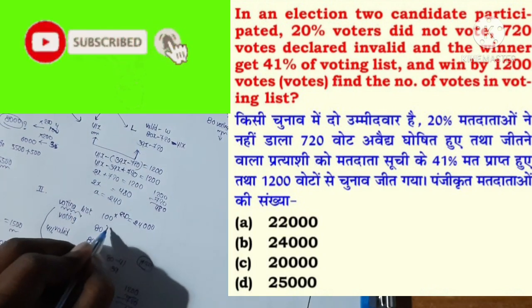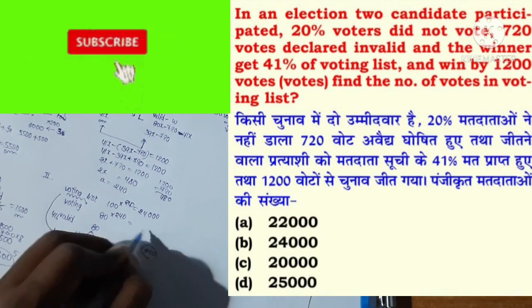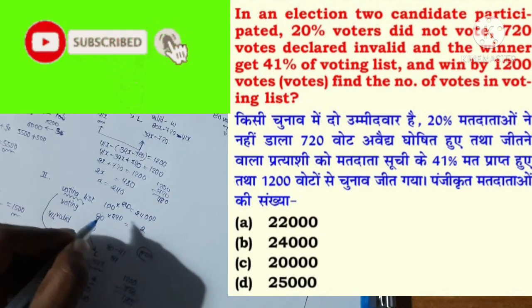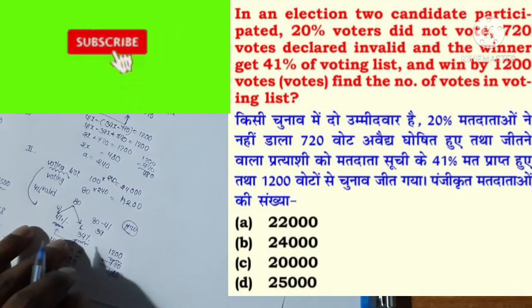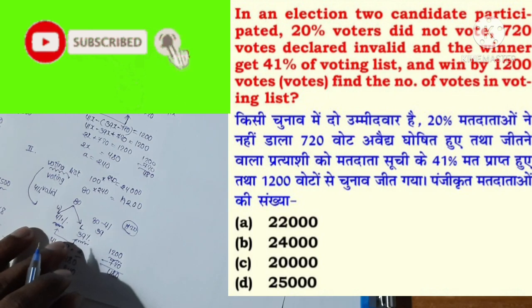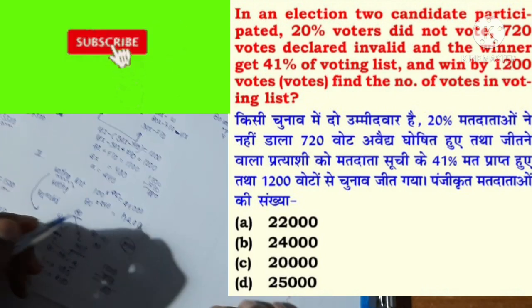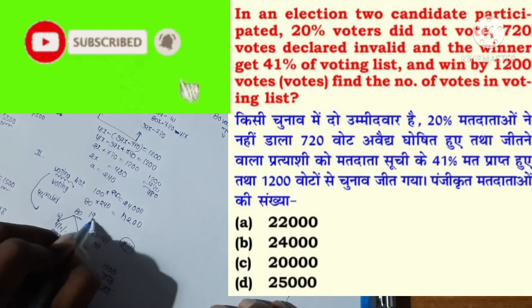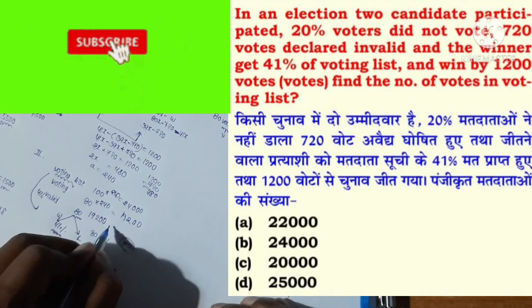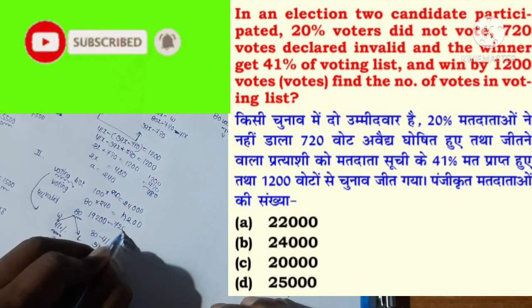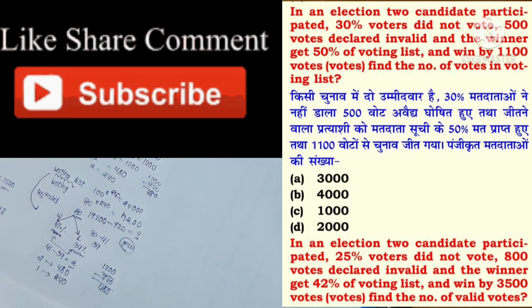So voting is 80 into 240, which is 19,200. So what is valid votes? 19,200 minus 720. So this is called the valid votes.